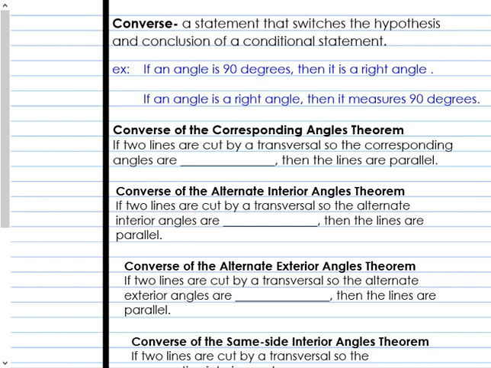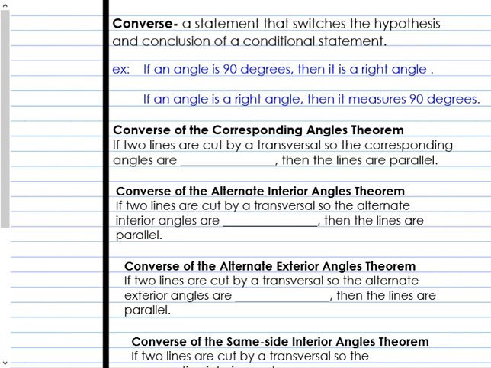So, a converse is a statement that switches the hypothesis and the conclusion of a conditional statement. You might have heard about converses maybe in your science class, but an example of that is, if an angle is 90 degrees, then it is a right angle. Well, the opposite is also true: if an angle is a right angle, then it measures 90 degrees. So we switch the order. Today we're going to talk about the converse of the theorems that we learned last class.